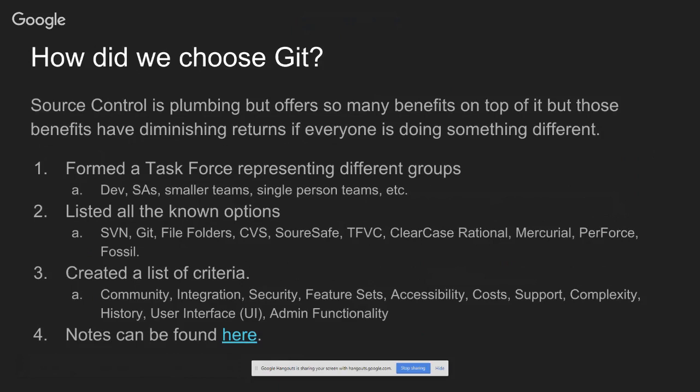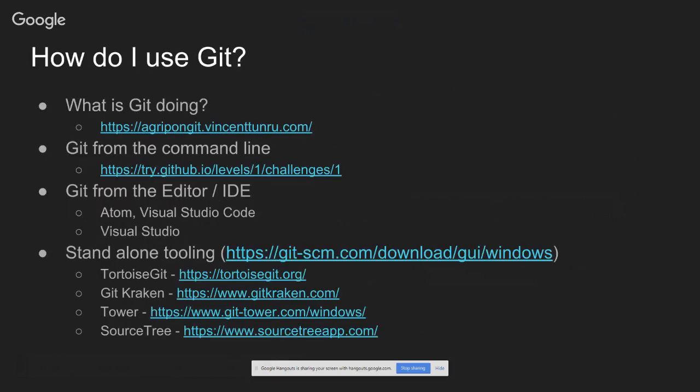How do we choose Git? We had a task force that we put together, and the notes will be there that come out. We had a list of criteria that we used to determine which source control tool we're going to go with. Here's where we went through and actually went into the working process of this. We're going to skip all of that for today.